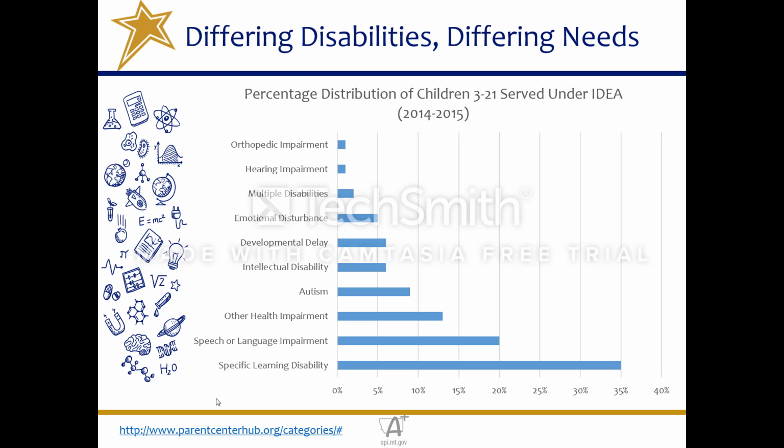By far the largest population at 35% are students with specific learning disabilities. A specific learning disability means a disorder in one or more of the basic psychological processes involved in understanding or using language, spoken or written, that may manifest itself in the imperfect ability to listen, think, speak, read, write, spell, or to do mathematical calculations. The term includes such conditions as perceptual disabilities, brain injury, minimal brain dysfunction, dyslexia, and developmental aphasia.